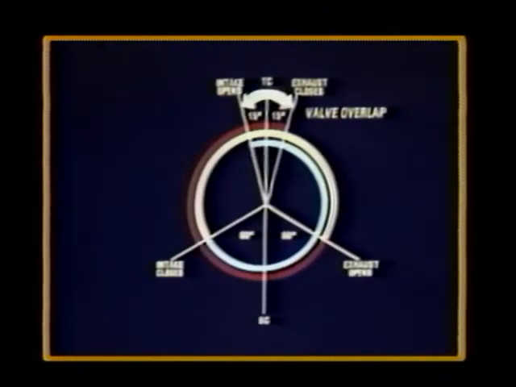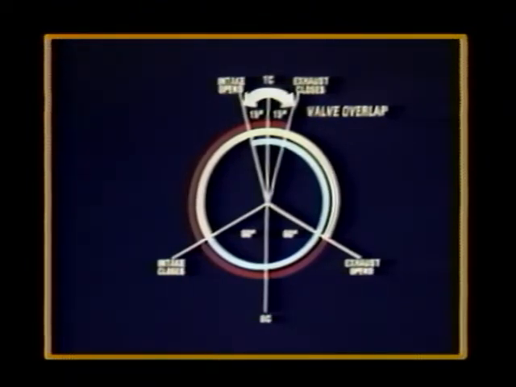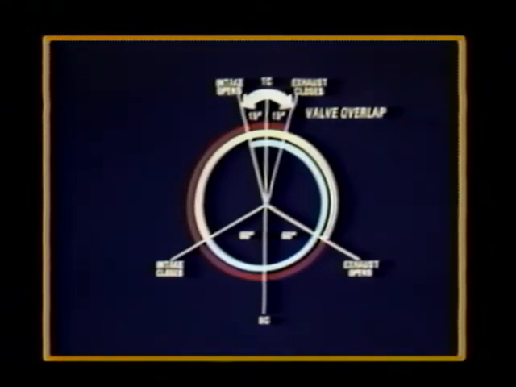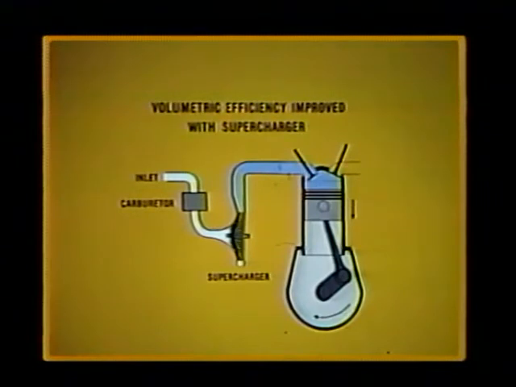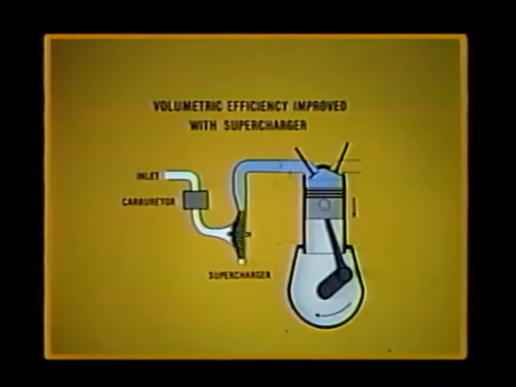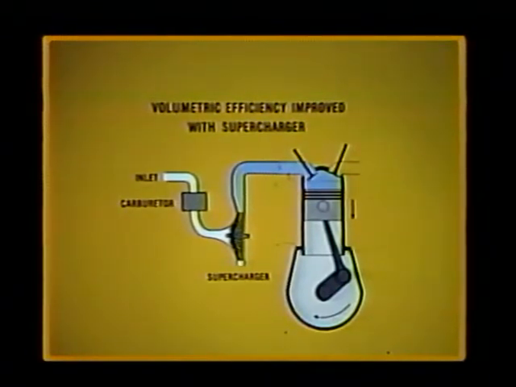Both the intake and the exhaust valves are open for a few degrees as the piston passes over the top of the stroke. This is called valve overlap and is extremely important in determining volumetric efficiency. The volumetric efficiency of a naturally aspirated engine can never reach 100%. This is because of restrictions to the flow of air. However, by using a supercharger to compress the air before it enters the cylinders, we can increase the volumetric efficiency of the engine to more than 100%.